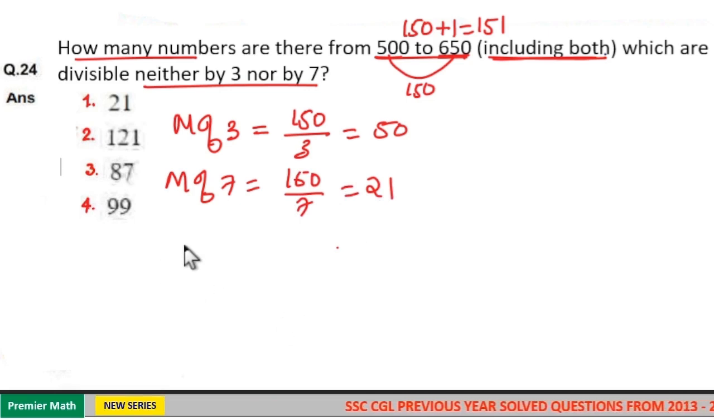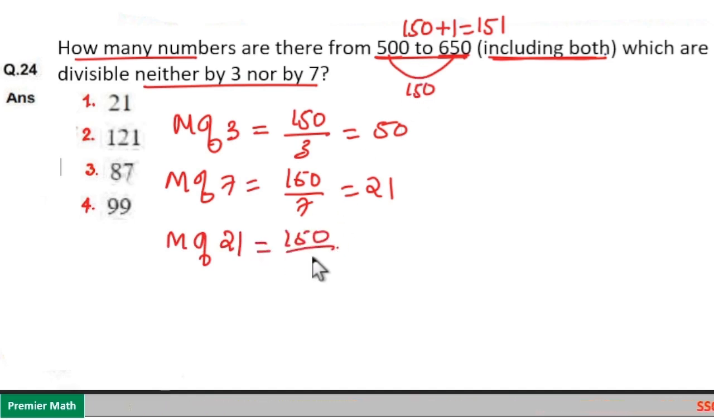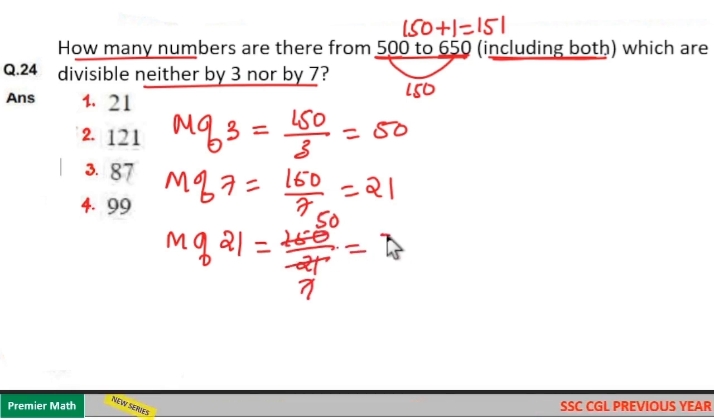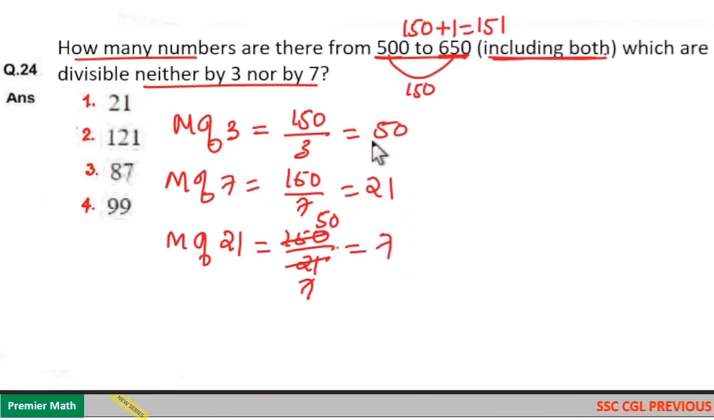7 goes 2 times in 14, remaining 10, 7 goes 1 time in 10. The quotient is 21. Now the multiples of both 7 and 3, that is multiples of 21: 150 divided by 21. 3 goes 7 times in 21, 3 goes 50 times in 150, 7 goes 7 times in 50. That is, the quotient is 7. Now, these 7 are multiples of both 7 and 3, and are included in the 50 plus 21, the 71 numbers.